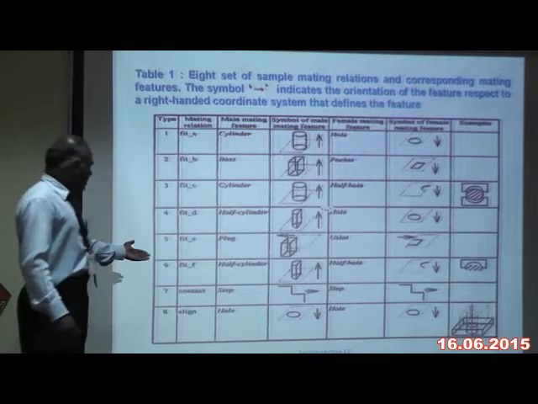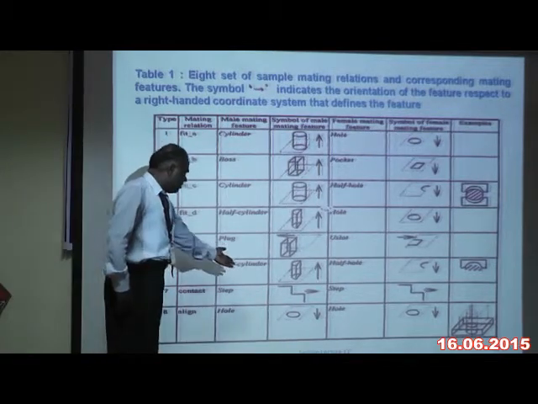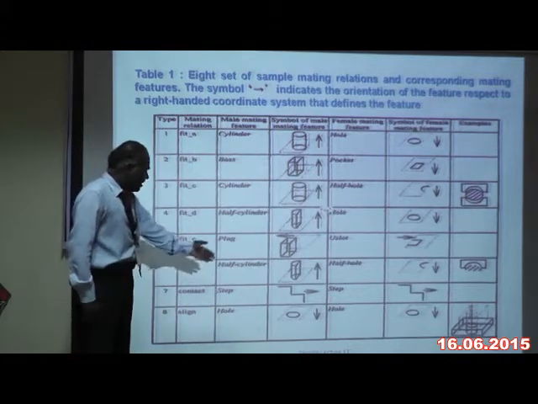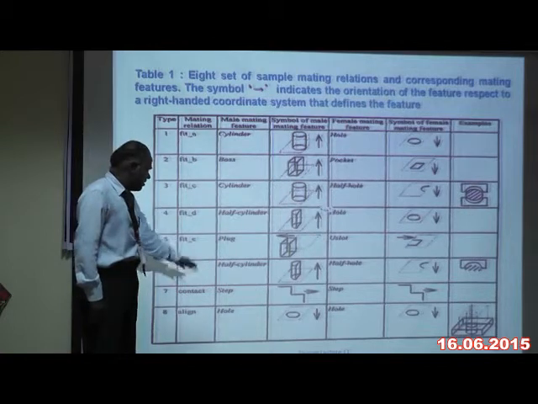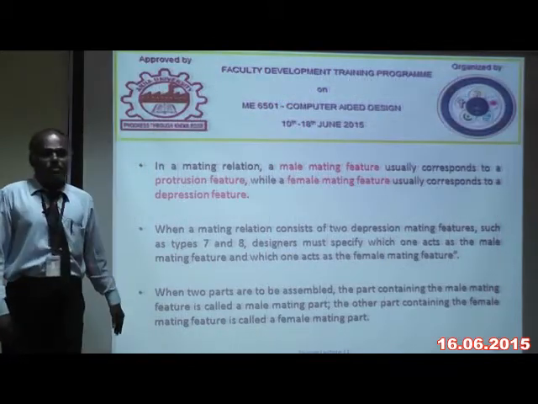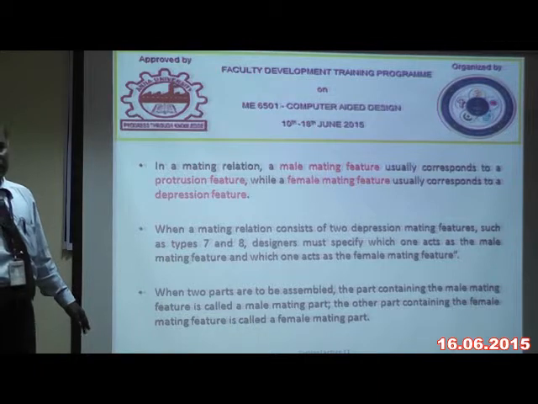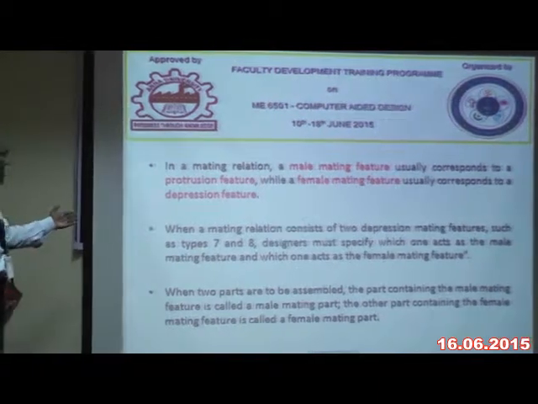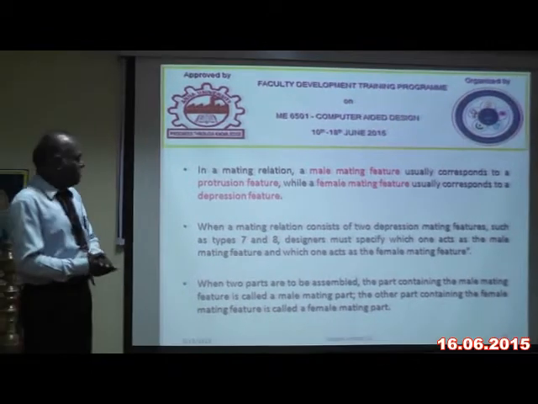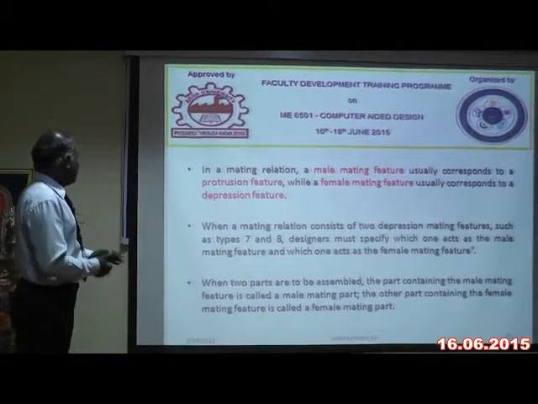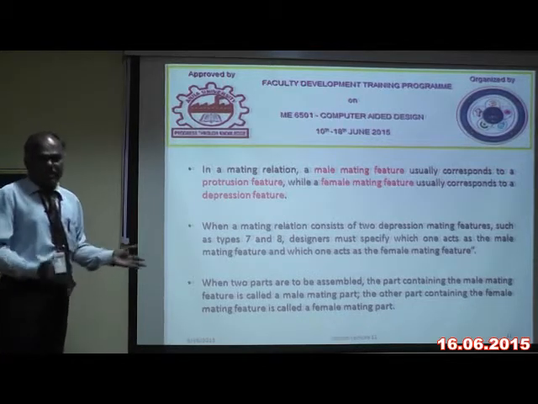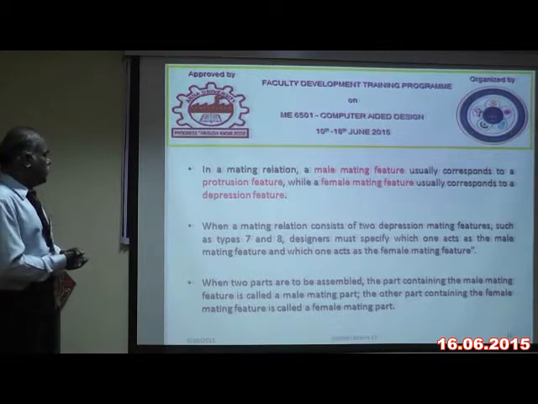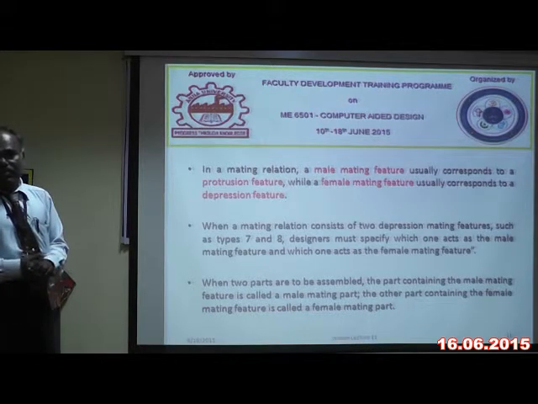Okay. And then like this, the steps are 1 and 2, male and female, and the aligned poles. These are the 8 features used by assembly drawings. In mating relations, male mating features usually correspond to the protrusion features, and female features usually correspond to the depression features.